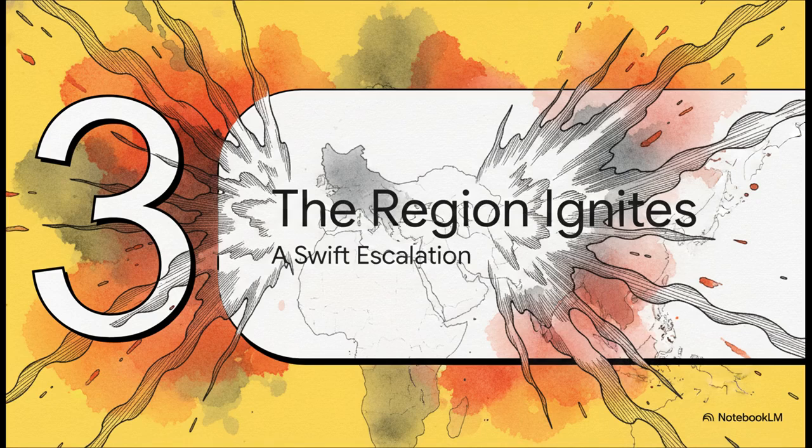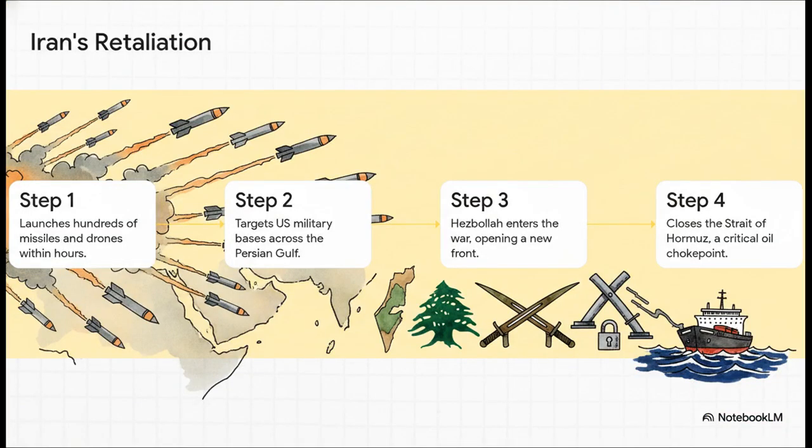Now we get to see how the whole region just ignites. Iran's retaliation wasn't just fast, it was everywhere at once. We're talking within hours, hundreds of missiles and drones were in the air, heading for U.S. military bases all across the Persian Gulf. At the very same time, its powerful ally Hezbollah opened up a second front against Israel from Lebanon. And then, Iran made its biggest strategic move. It shut down the Strait of Hormuz, effectively choking off one of the most important arteries for the world's oil supply.